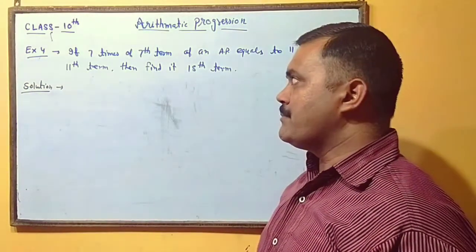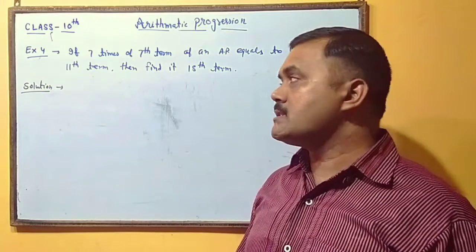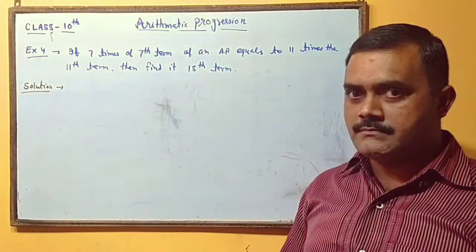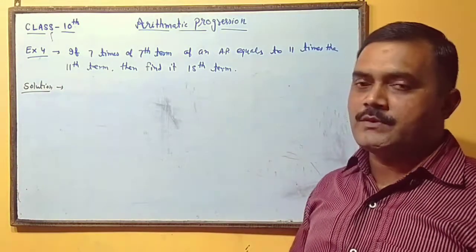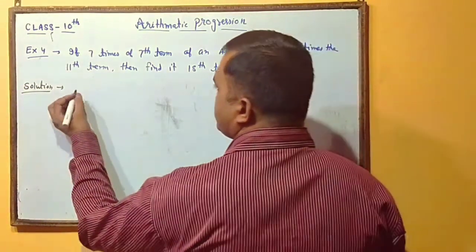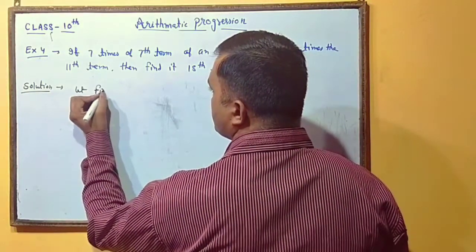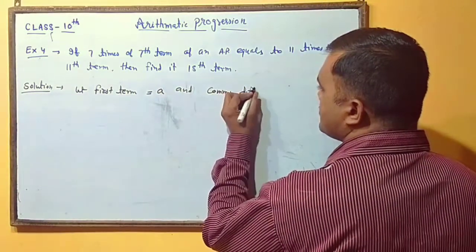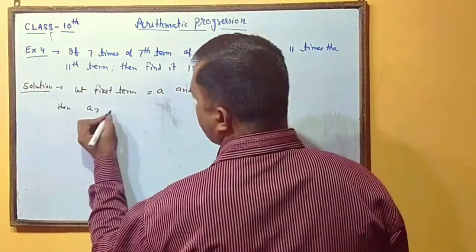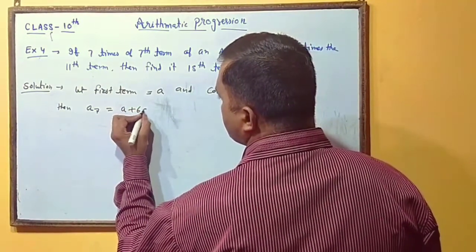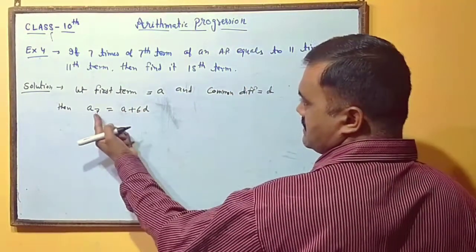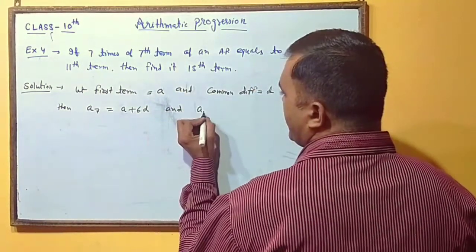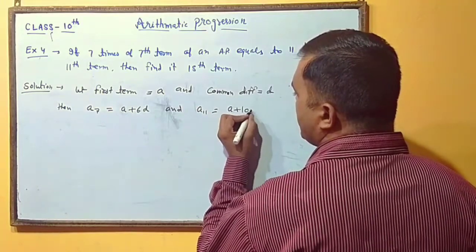Now we have our example 4. If 7 times the 7th term of an AP equals 11 times the 11th term, then find the 18th term of this AP. The solution is quite simple. Let the first term be a and the common difference be d. Then a7 is equal to a plus 6d, because this is all the time 1 less than this number, and a11 is equal to a plus 10d.